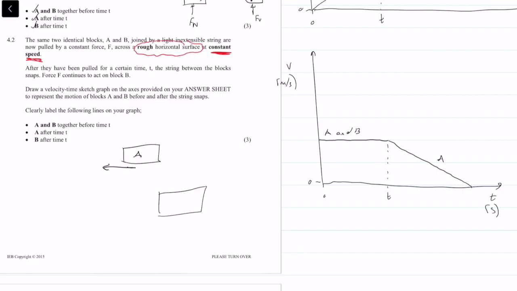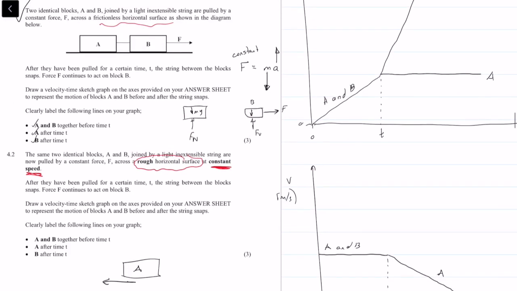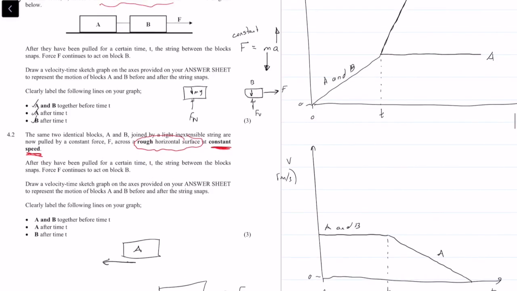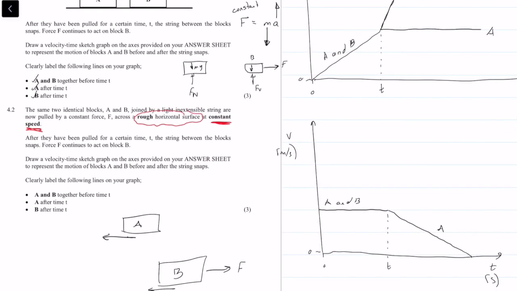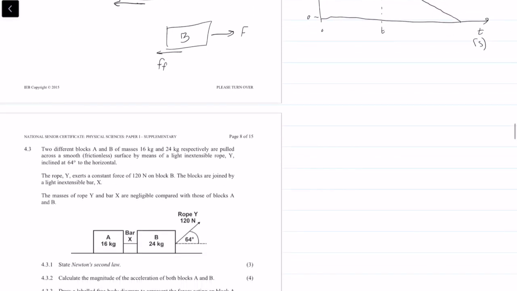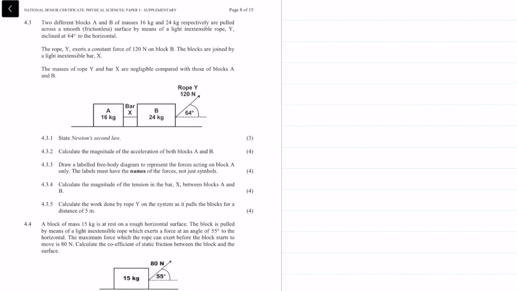B, again, is a very simple situation. We have F, but this time we have a friction force acting on it. So it's going to increase like this graph again, but because friction is acting, it's going to have a lower gradient, so it's going to look maybe something like that, and that is B. We've got all 3 sections and we've got our 3 marks. Cool stuff, happy days. Let's go on to the next question.